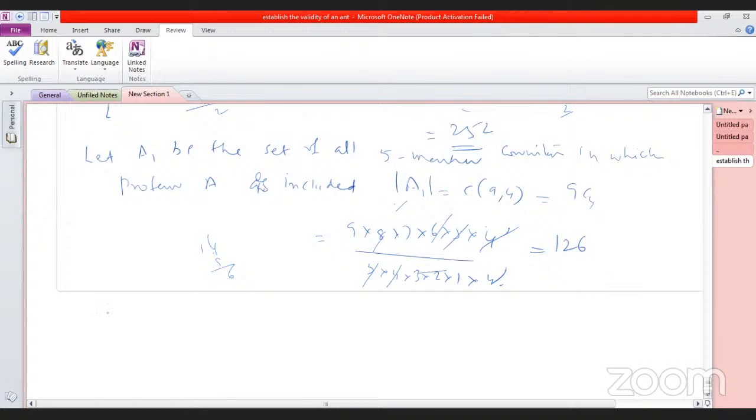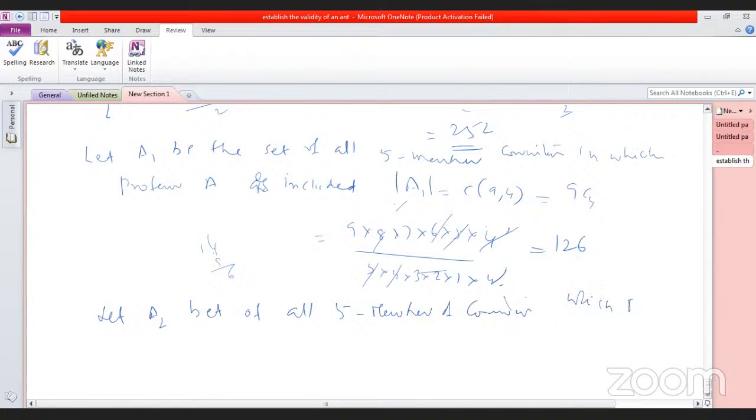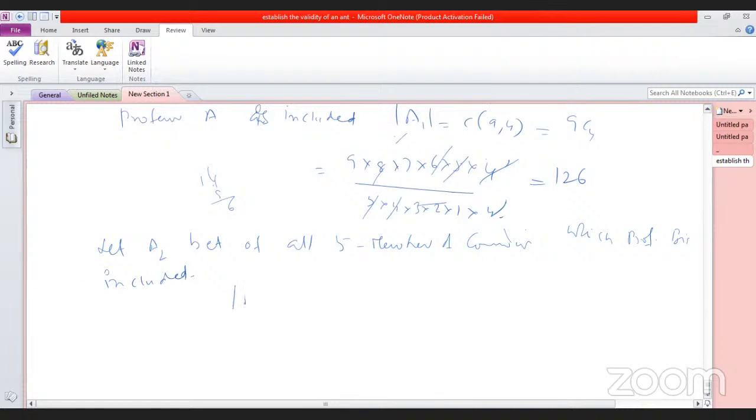Let A2 be the set of all 5-member committees in which Professor B is included. Modulus of A2 is also 9C4, again the same as A1, 126.